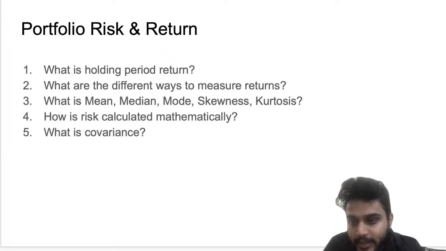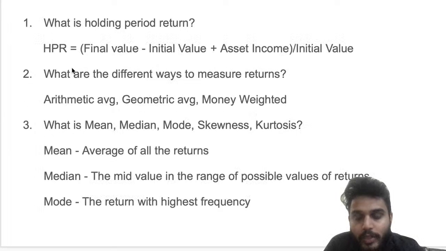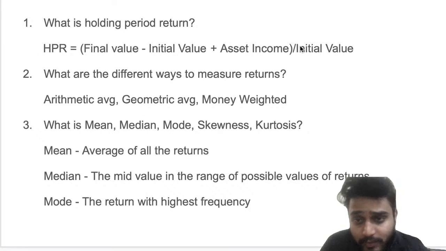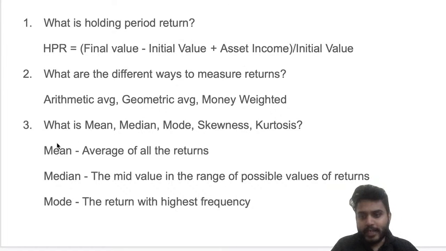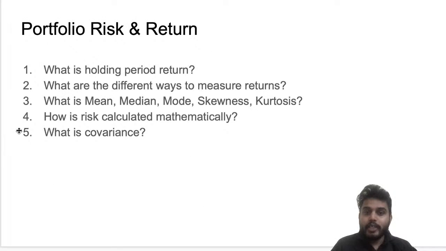I can quickly show you the formula as well. Holding period return would be final value minus initial value plus any asset income, divided by the initial value. We can take examples also later, maybe in the next video, but for now we'll continue ahead. So what are the different ways to measure the return?